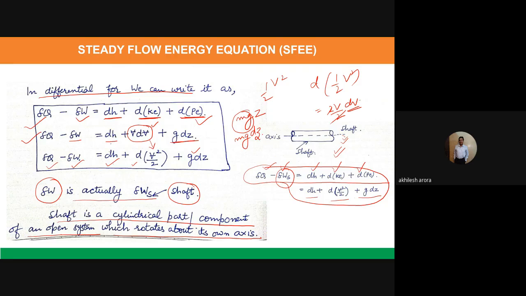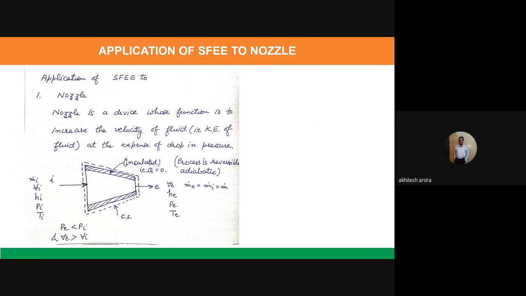So let us proceed further. Now what we can do is we can apply this steady flow energy equation to a nozzle, but we should know what a nozzle actually is. So what is a nozzle? A nozzle is a device whose function is to increase the velocity of fluid, that is the kinetic energy of the fluid, at the expense of a drop in pressure.